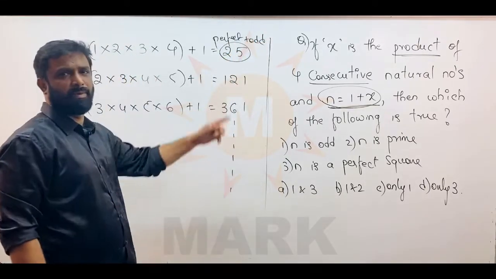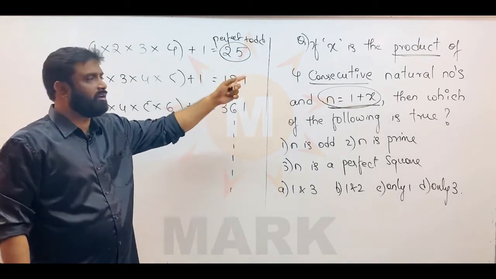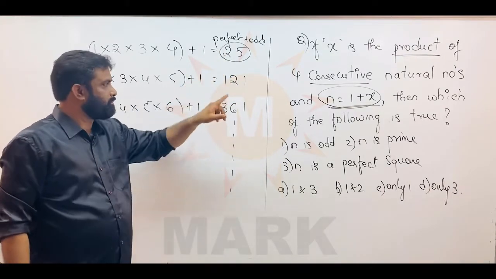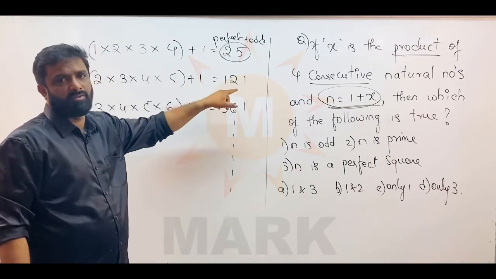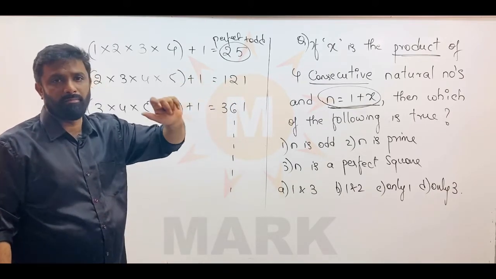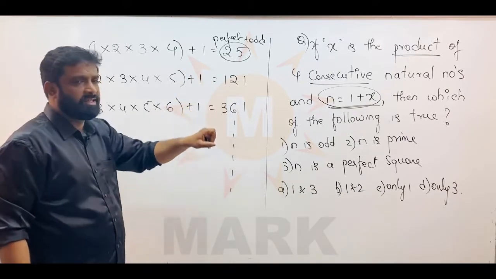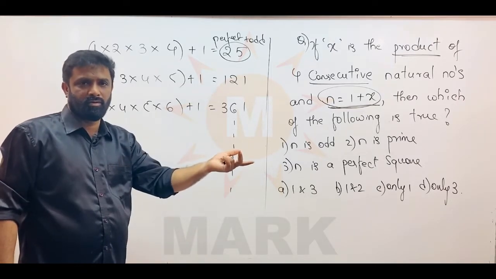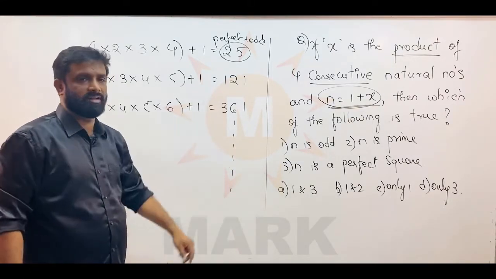25 is a perfect square. 5 square is equal to 25 and 25 is an odd number. 121 is a perfect square. 11 square is equal to 121 and 121 is an odd number. 361 is a perfect square. 19 square is equal to 361 and 361 is an odd number.